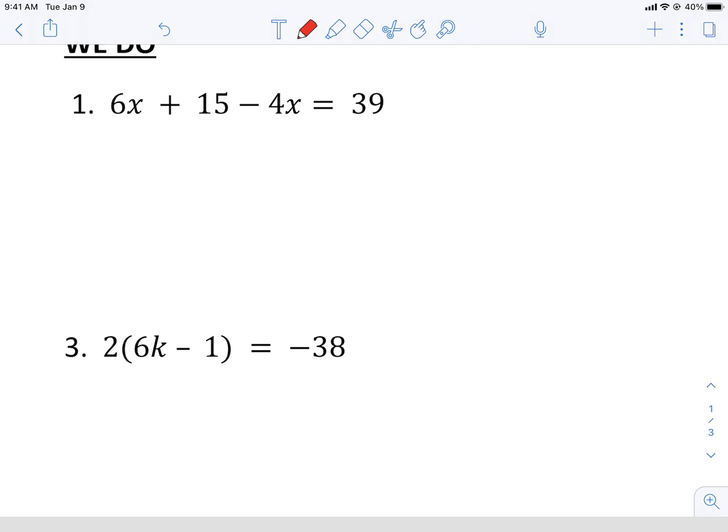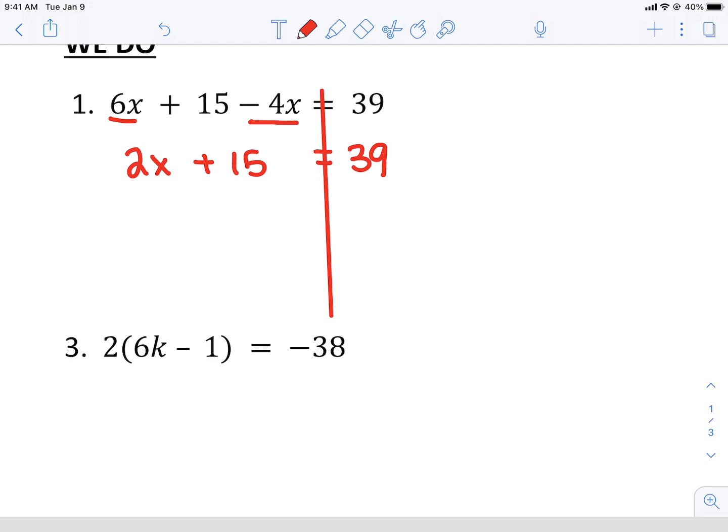We have this equation, so first thing we need to do is draw a line through the equal sign. We see that we have some like terms on this left side, so we're going to go ahead and combine those. If you can combine, you want to combine like terms. So 6x minus 4x is a 2x, and I bring down the 15 because the 15 does not have a like term on the same side to combine it with.